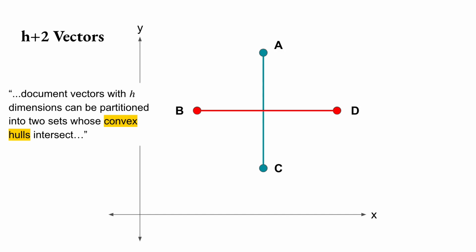So let's look at an h of 2, so 2D space, and let's look at h plus 2 vectors. So 2 plus 2 is 4. So we have 4 vectors. Let's say they're 4 documents. So we have embedded these documents into 2-dimensional space. Documents A and C are relevant and documents B and D are irrelevant, and the convex hulls intersect. So for AC, if we had a rubber band around AC, it would be this turquoise vertical line, and then the rubber band around BD would be this horizontal line. So this is kind of conceptualizing that piece of Radon's theorem.